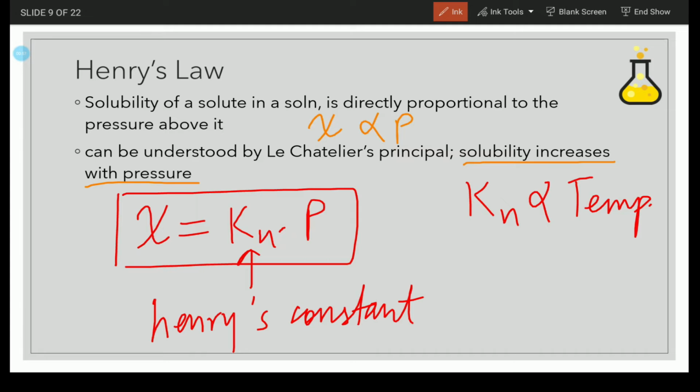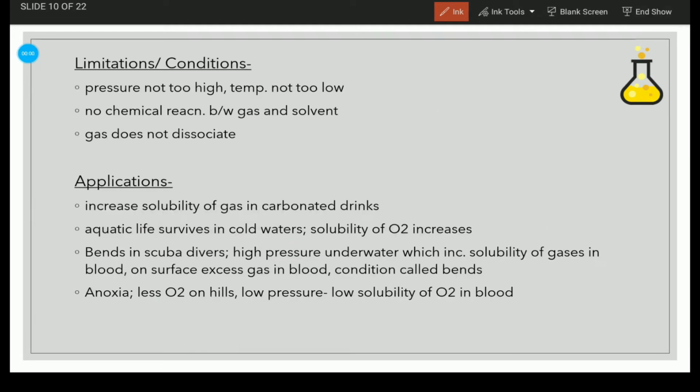We have already seen that the solubility, that is the mole fraction, and pressure have a linear dependency on each other. That is, chi and P are linearly dependent, as seen in the graph. This slide is quite theoretical in nature. It talks about the limitations or conditions under which Henry's law is applicable, and quite a few of its applications in real life. Some of the most important points on this slide are bends in scuba divers.